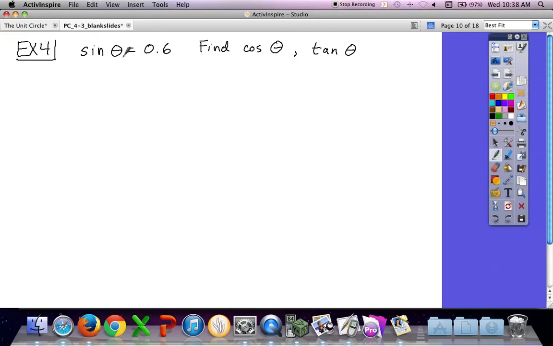If the sine of theta equals 0.6, I'm going to draw myself a triangle, mark my right angle, mark my theta. I know that sine means opposite over hypotenuse. So I'm going to look at this 0.6 like it's 0.6 over 1. So opposite over hypotenuse.